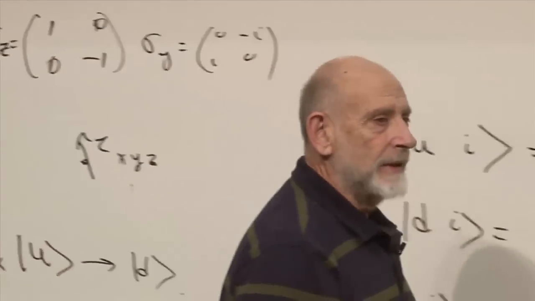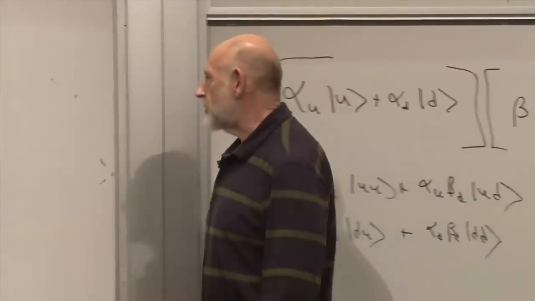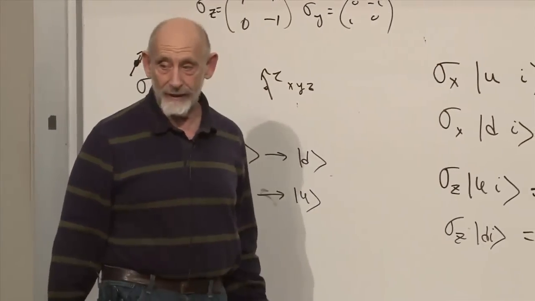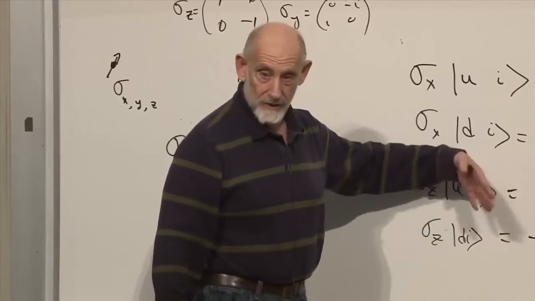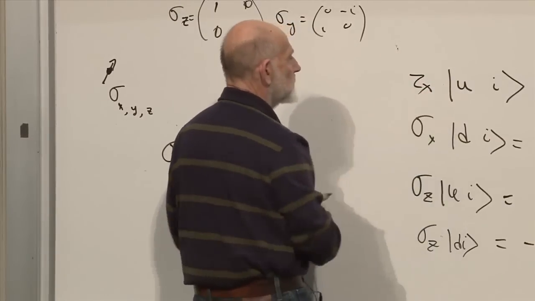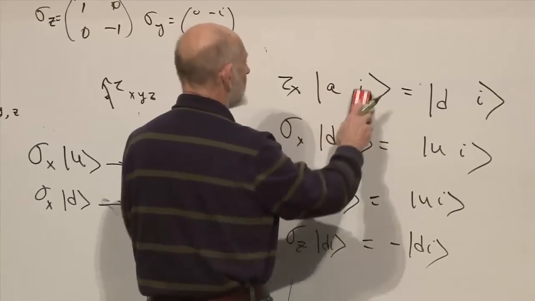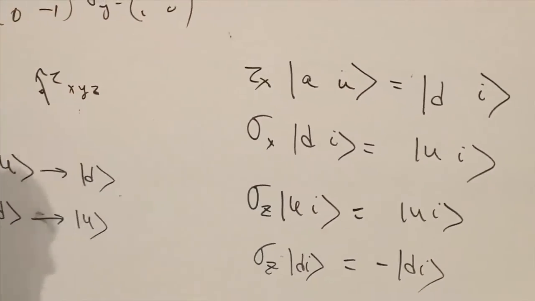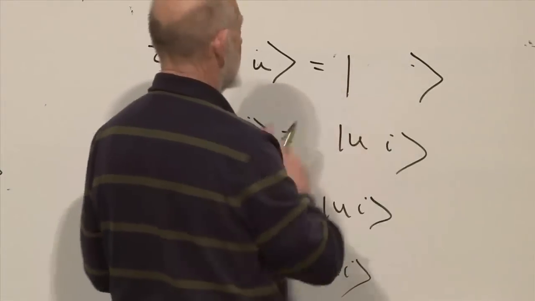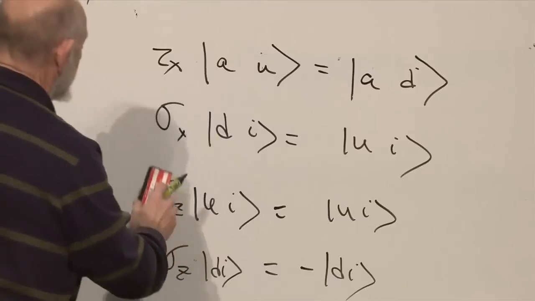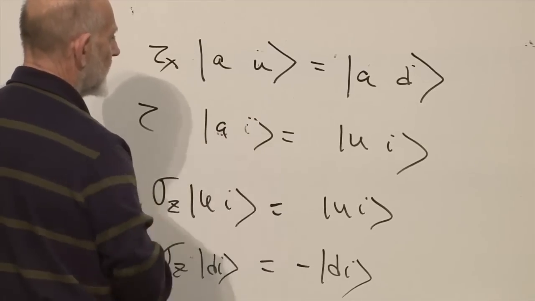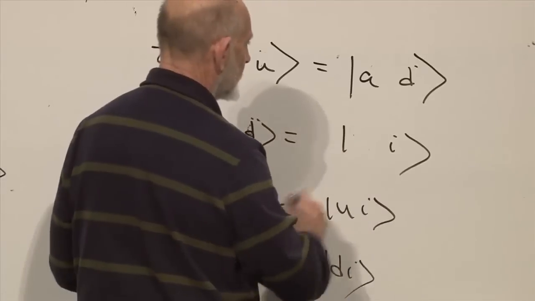Now, how about tau? Well, tau does exactly the same thing, except that the first entry becomes the spectator, and only the second entry gets acted on. So let's do this one. Tau x on A up. A could be anything. Now, A can be up or down. Doesn't matter. Tau x on A up is equal to A times down, and tau x on A down is equal to A up.